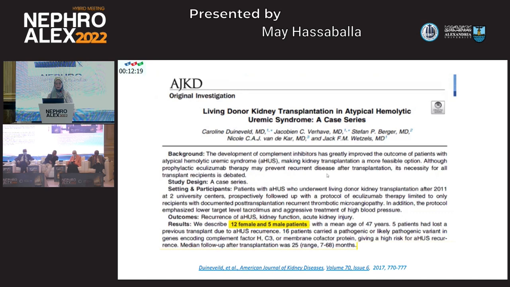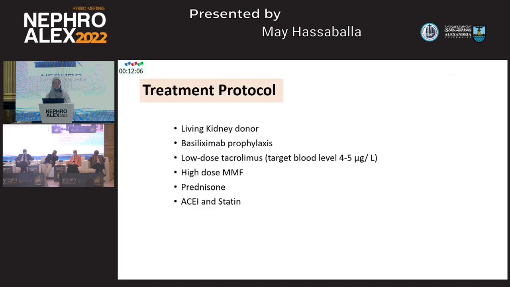This is another study, again trying to avoid eculizumab because of the price. It was done in 12 females and 5 males who had lost their previous transplants, 5 of them, and 16 carried a pathogenic or likely pathogenic variant. Those patients were not given eculizumab, but they used a living kidney donor, in spite of the fact that this is not recommended, to get away from the cadaveric donor and the possibility of delayed graft function, and that could be a trigger to the occurrence of TMA.